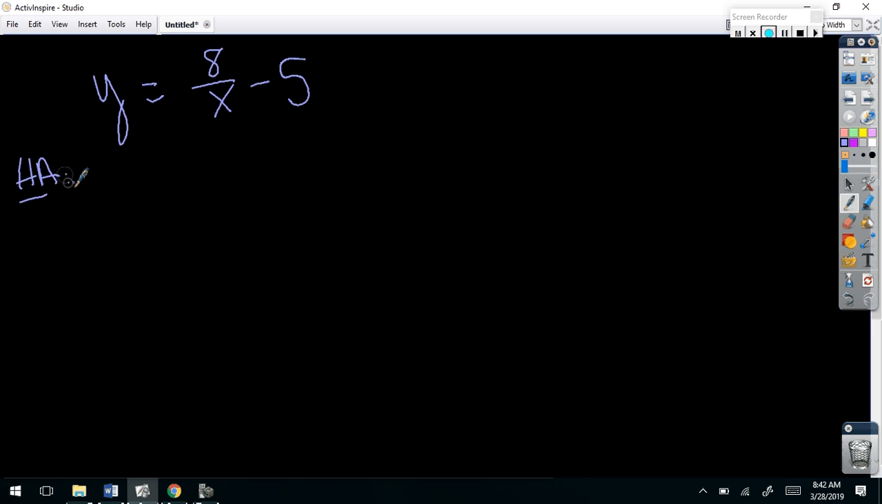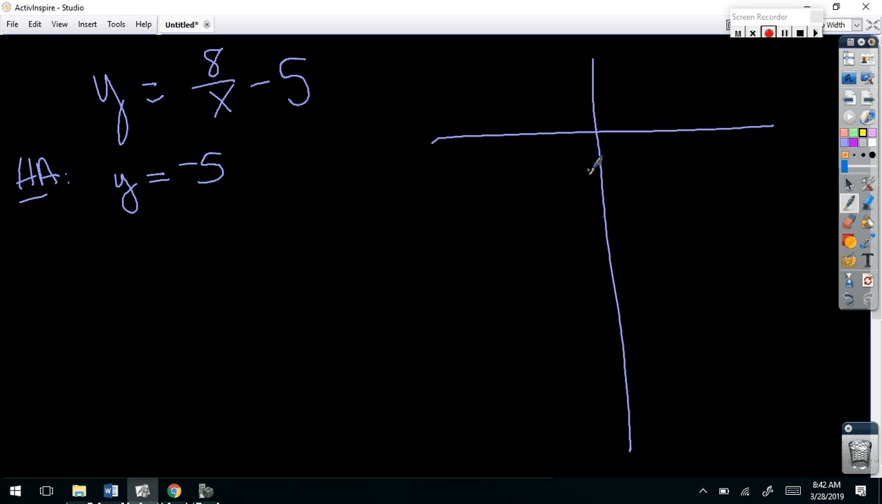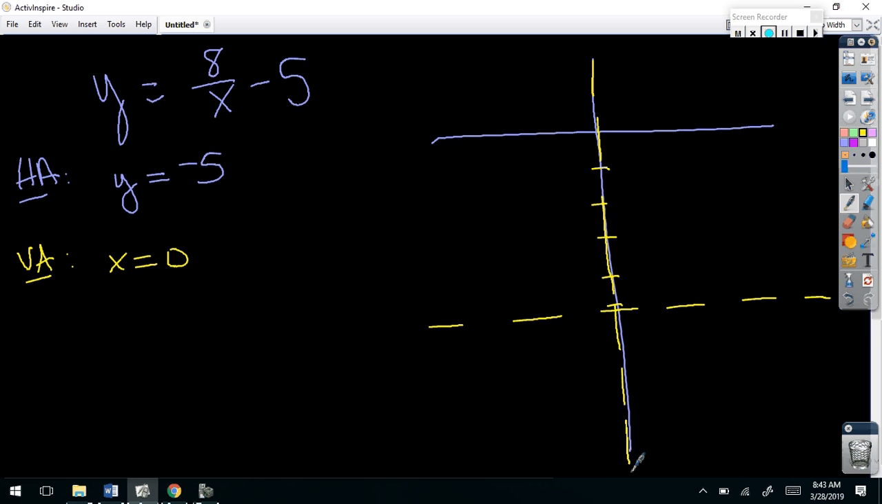Where are my horizontal asymptotes? -5. It's the k on the end, right? That is correct. 1, 2, 3, 4, 5. The vertical asymptote is 0. The vertical asymptote: set the denominator equal to 0 and solve. It's already solved. So I'm good to go with just placing my vertical asymptote here.